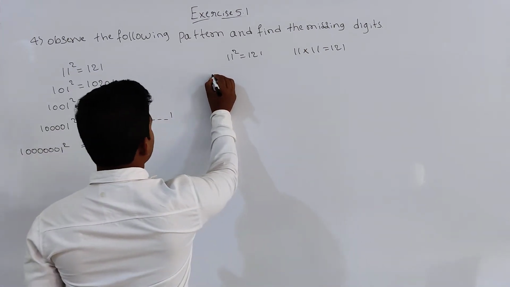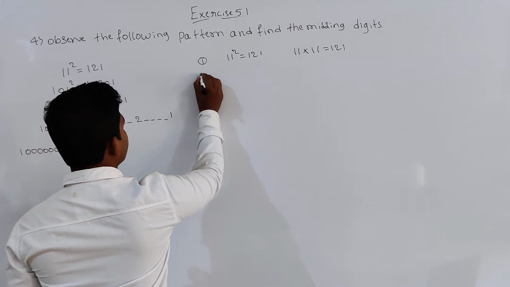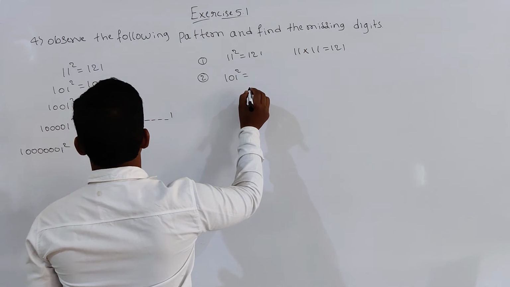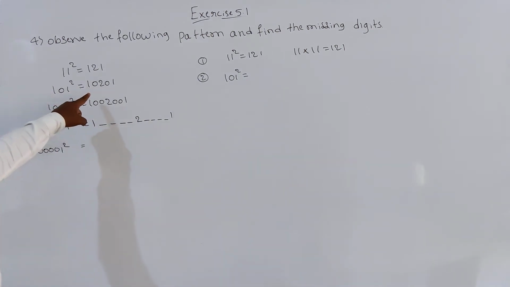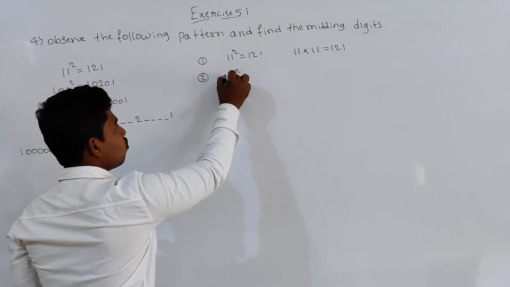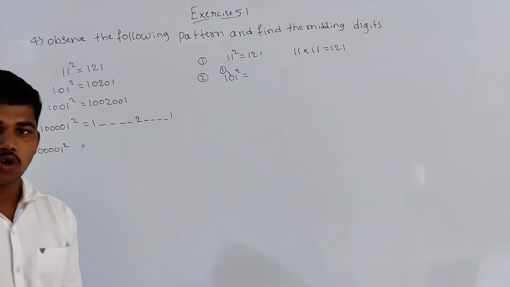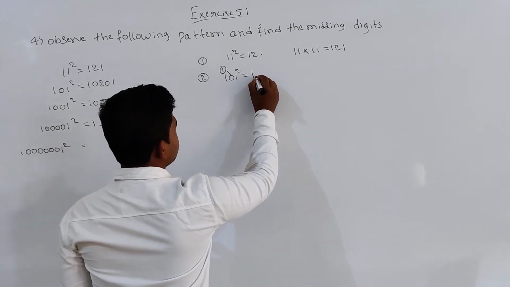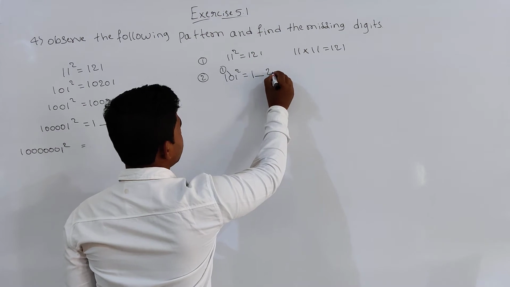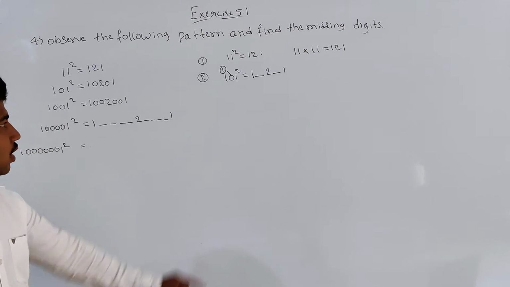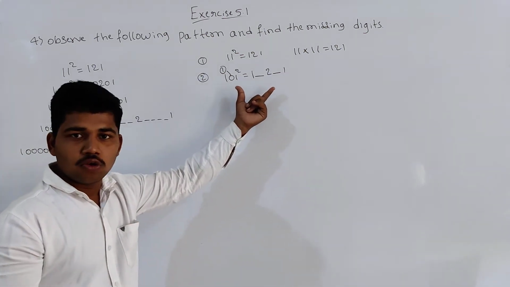The second one, 101 square, they got 10,201. Here in 101, how many zeros are there? 1 zero. 1 should leave the place, and then you continue with 2. Again you should leave the place and continue with 1. Here between the 1 and 2, you should add the 0.